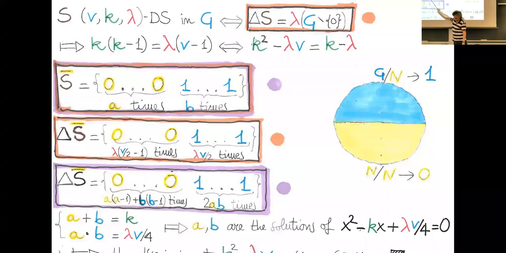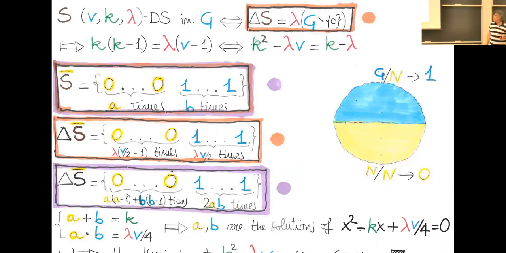Also, a plus b is the size of S, so it must be equal to k, and we apply the easy thing that we learned in the first year of high school. If you have two numbers whose sum is s and whose product is p, they are the solutions of the quadratic equation x squared minus sx plus p equals 0. So a, b are the solutions of this equation. But a, b are integers, so the discriminant must be a square. The discriminant is k squared minus lambda v. So k squared minus lambda v must be a square, and we found what I told you. We didn't discover anything spectacular, but I just wanted to show the idea.